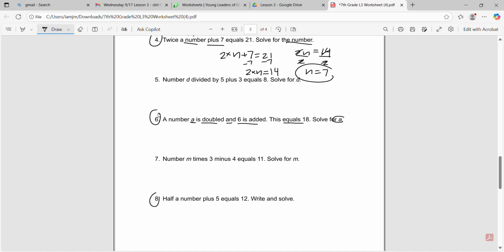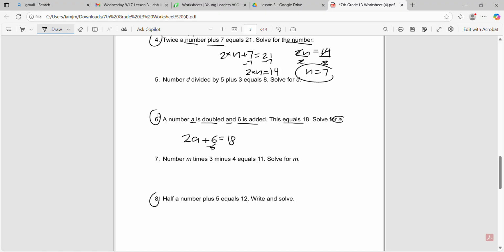So number 6, a number a is doubled and 6 is added. This equals 18. Solve for a. So a is doubled, so 2 times a, or I'll be writing it 2a. They both mean the same thing. And 6 is added, plus 6 equals 18.